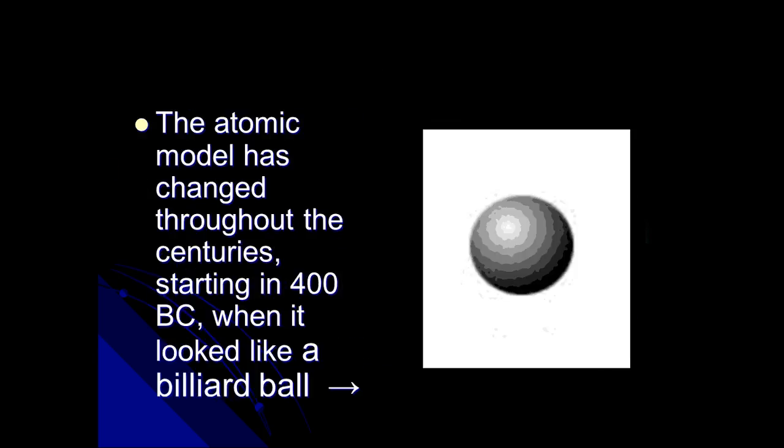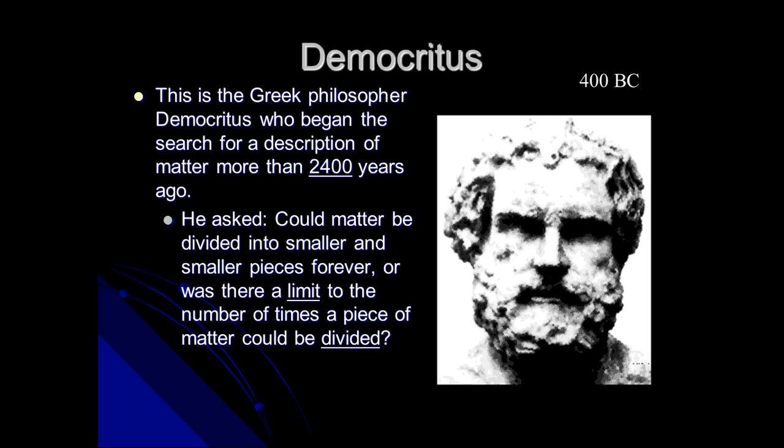All right, so we're going to go way back to 400 BC, where it began, when the model of the atom was a very, very, very tiny billiard ball. Tinier than you can see, but that's what the first scientist, chemist, so to speak, thought. Well, we're going to start with Democritus. He was a Greek philosopher. Back then, they didn't really have scientists, they had philosophers.